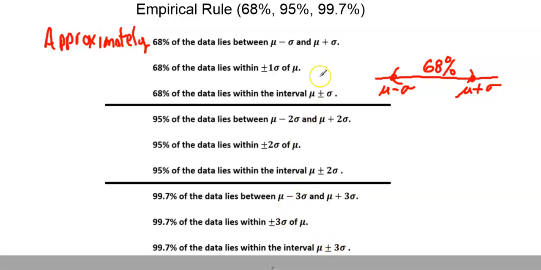So you need to get used to this notation of plus or minus here. That just means you're going to take mu and add sigma, and then you're going to take mu and subtract sigma. And that's going to give you the interval that contains a certain percent of the data.